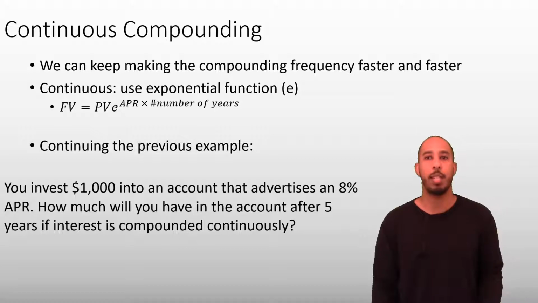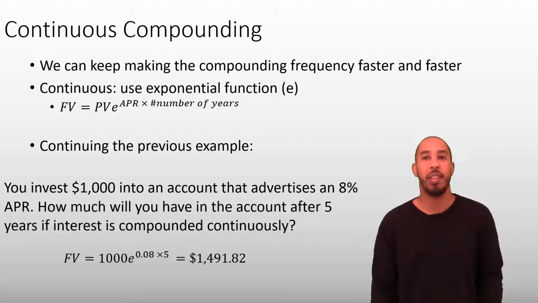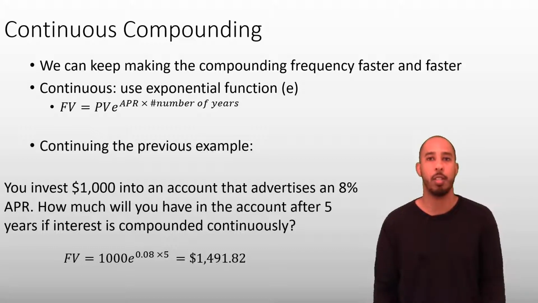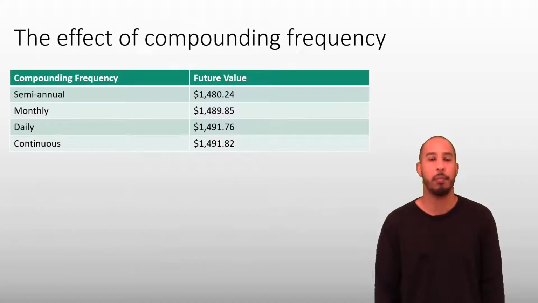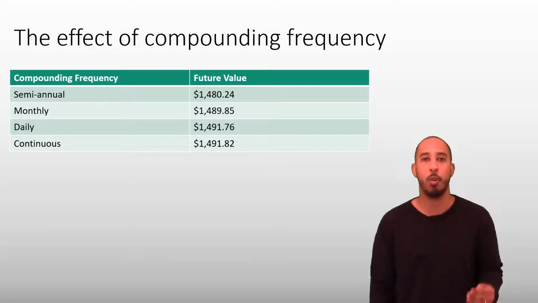Continuing the trend of the previous examples, we'll see what happens if that same account pays interest continuously. We have the present value of $1,000 times e raised to the APR of 8% times 5 years. And that gives us 1,491. A little bit larger than what we had with daily compounding. We can summarize all the results here. We can see as the compounding frequency increases, the future value increases as well.